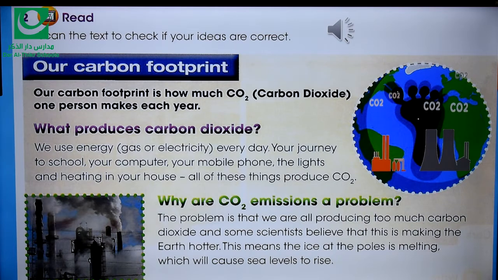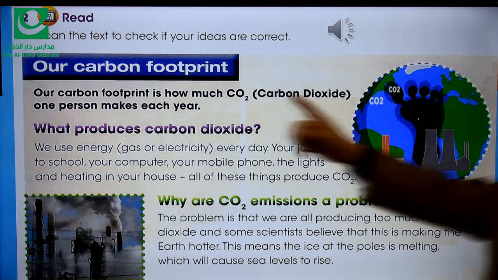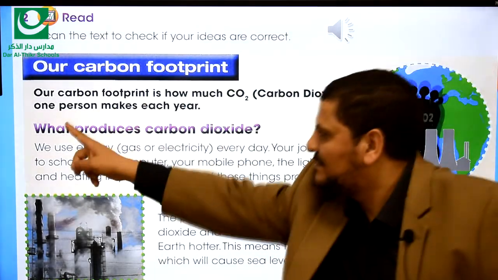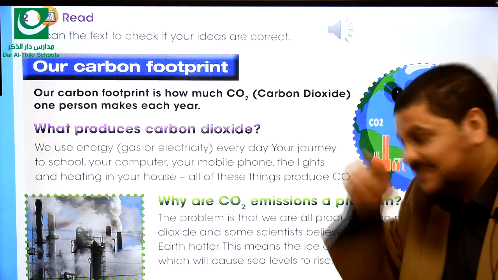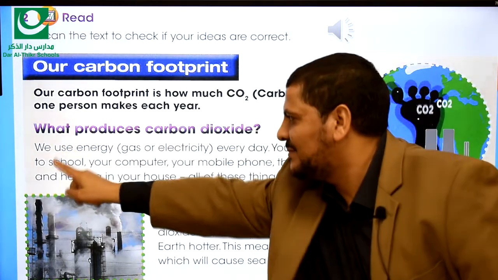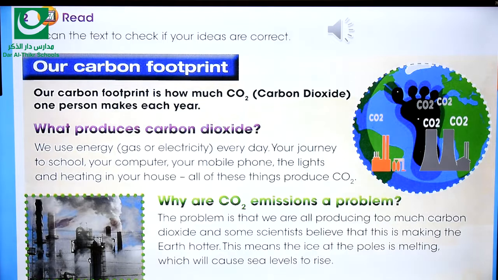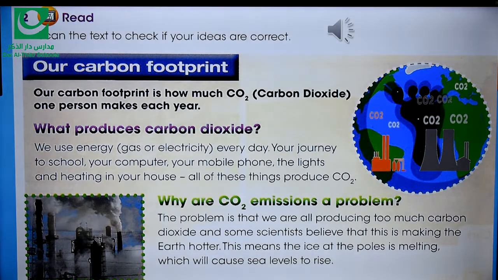Our carbon footprint. Our carbon footprint is how much CO2, carbon dioxide, one person makes each year. What produces carbon dioxide? We use energy, gas or electricity, every day. Your journey to school, your computer, your mobile phone, the lights and heating in your house, all of these things produce CO2. Why are CO2 emissions a problem? The problem is that we are all producing too much carbon dioxide, and some scientists believe that this is making the Earth hotter. This means the ice of the poles is melting, which will cause sea levels to rise.